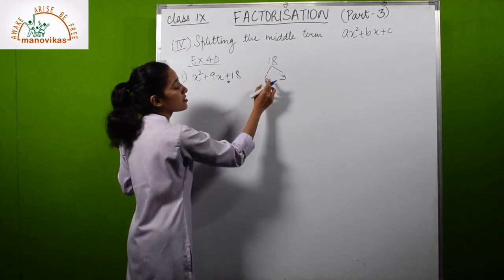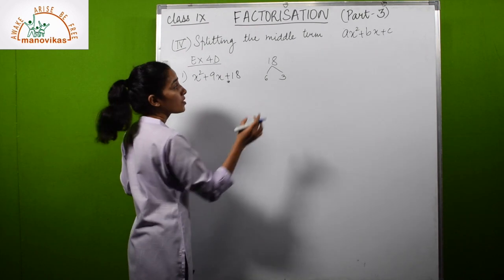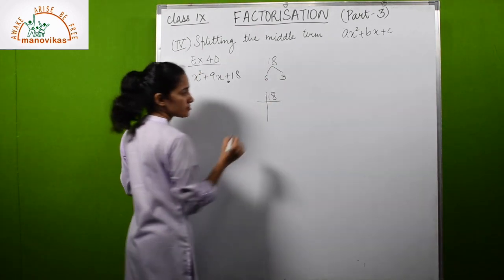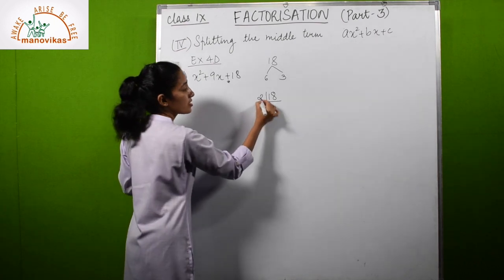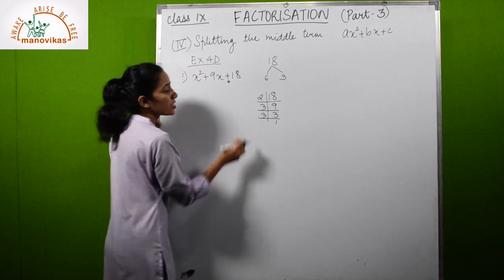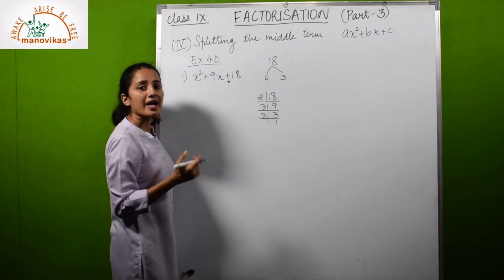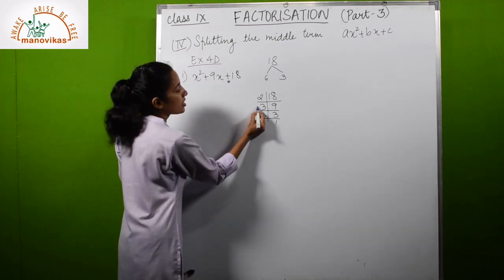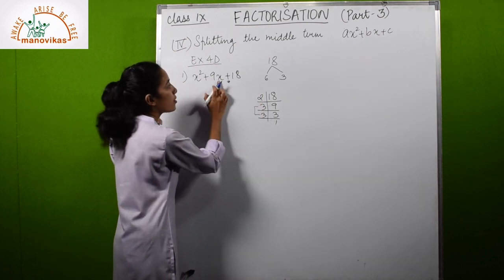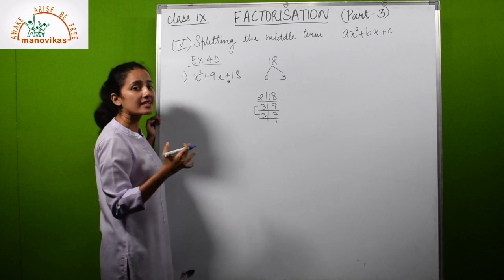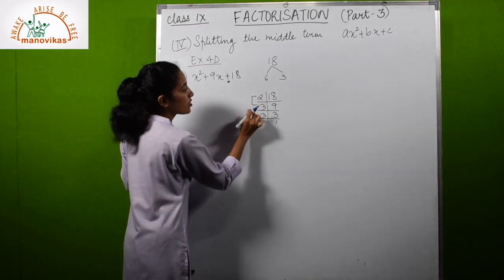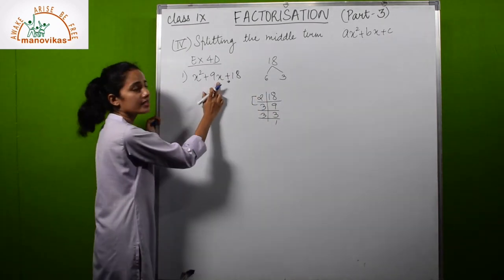Now if you have difficulty finding the factors, then you can do the prime factorization. That is, you take prime factors 2, 3 and 3. Now from here you have to use the trial and error method. Either you can take 3 into 3 is 9, into 2. Now 9 and 2 when you add, I do not get 9, what I get is 11. So the next one will be 6 and 3. So 6 and 3 when you add, I get 9.